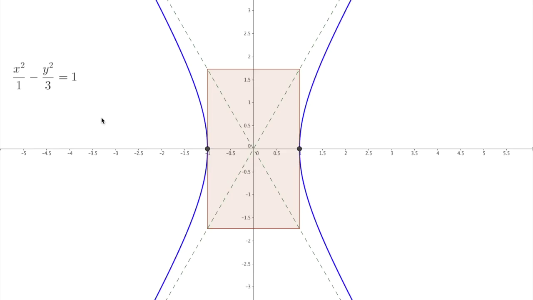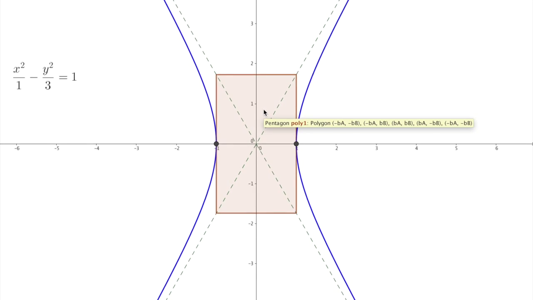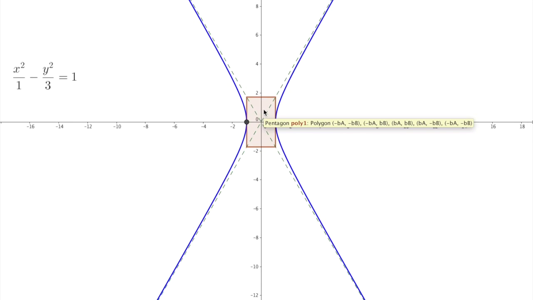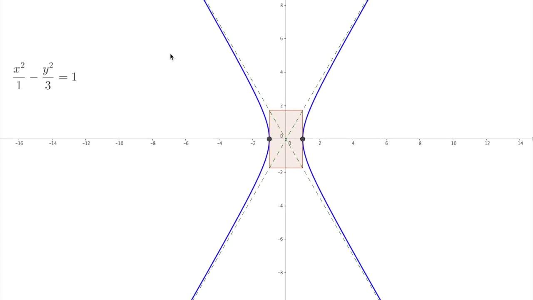So here's a computer-generated version of the graph x squared over 1 minus y squared over 3 is equal to 1. And you'll notice that mine got really close to this dotted line quickly, but that b squared that I kind of made irrelevant does affect it close in. It's just as we get further and further away, the blue graph is going to start approaching the green dotted line much, much closer as x and y get really, really big.